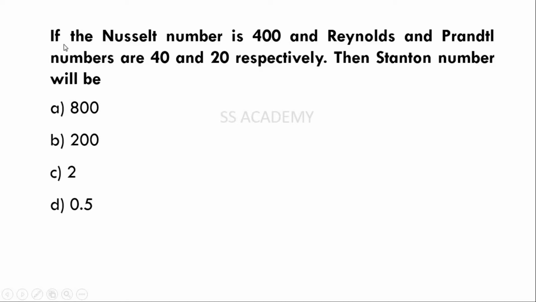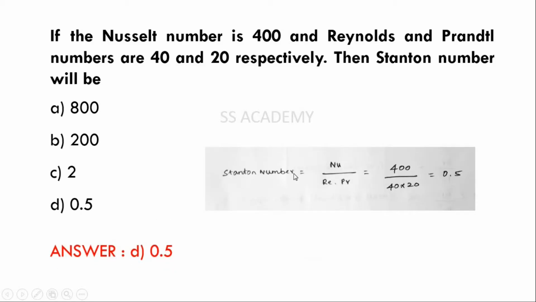Next question is a problem. It is mostly asked in many examinations, a very simple problem. If the Nusselt number is 400 and the Reynolds number and Prandtl number are 40 and 20 respectively, then the Stanton number will be option A 800, option B 200, option C 2, option D 0.5. The answer is option D, 0.5. The Stanton number you can write as Nusselt number divided by Reynolds number into Prandtl number. So 400 divided by 40 into 20, you will get 0.5. That is the answer, option D, 0.5.